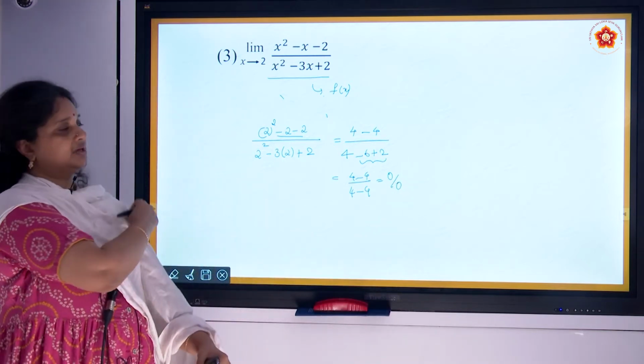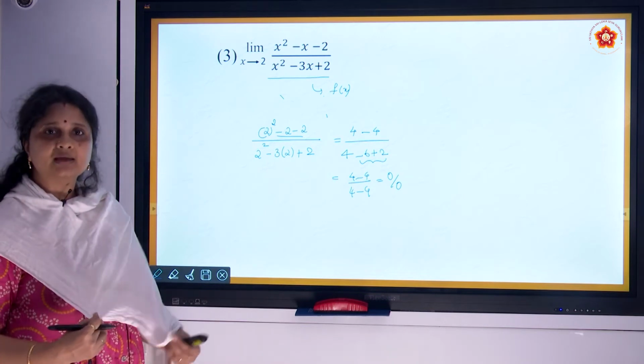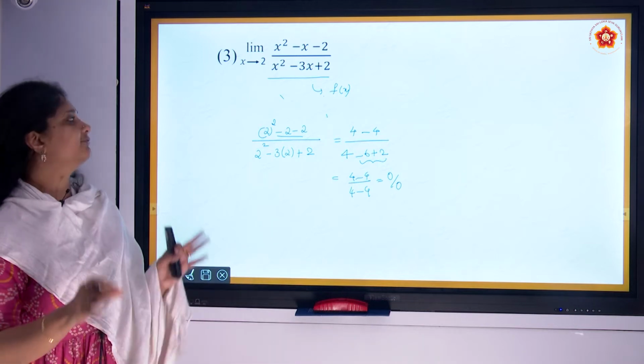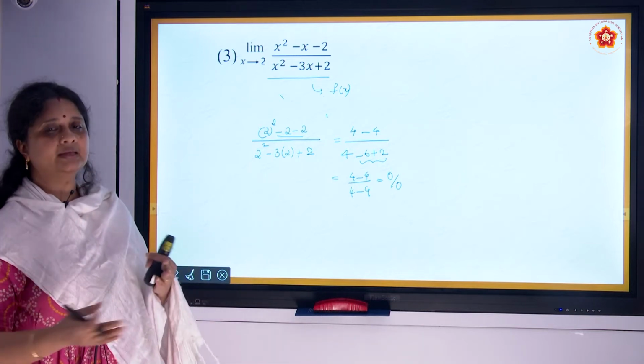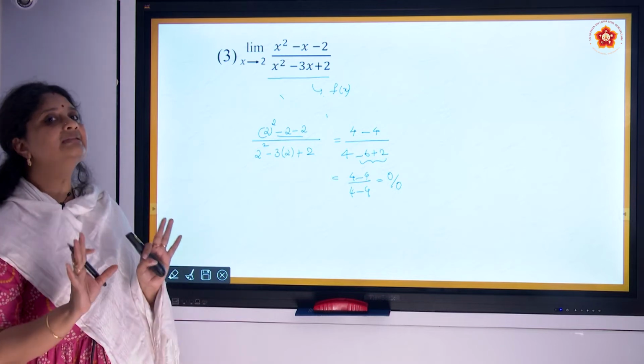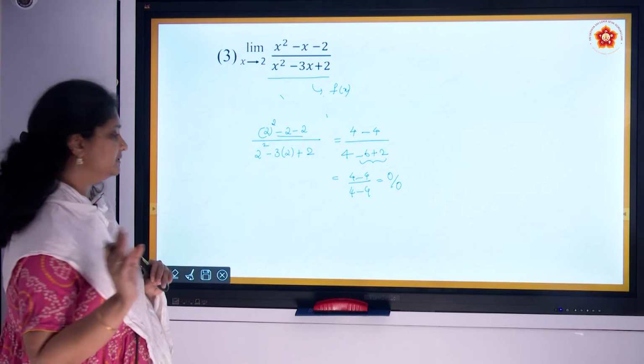So it's not going to work. I'm now unable to determine. So first thing is, I'll just check if it works in the normal way. Okay, I'll substitute and see if it works. If it works well and good, I can easily find the limiting value. If it doesn't work, now I'll have to rewrite it in such a way that when I substitute, it doesn't give me a 0 by 0 format.